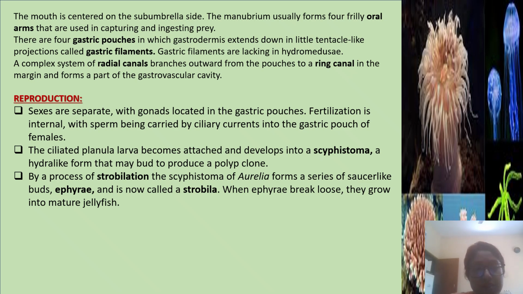The ciliated planula larva becomes attached and develops into a scyphistoma, a hydra-like form that may bud to produce a polyp cone. Next, by a process of strobilation, the scyphistoma of Aurelia forms a series of saucer-like buds, ephyrae, and is now called a strobila. When ephyrae break loose, they grow into mature jellyfish.